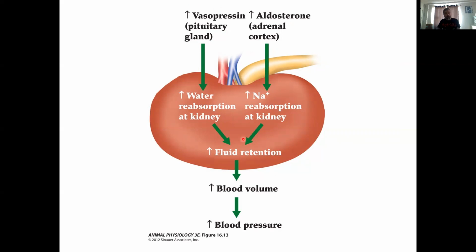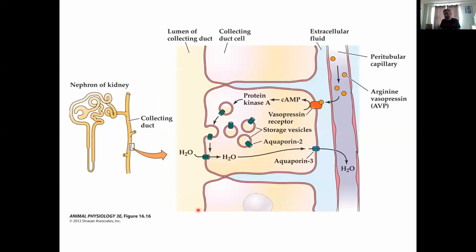Less water in the urine, more in the blood. So a raise in blood volume, which leads to a rise in blood pressure. You think about it like a balloon, right? The more air you put in the balloon, the more pressure there is inside of it. The same thing with your blood. The more blood you've got in your circulatory system, the more pressure resides within that.